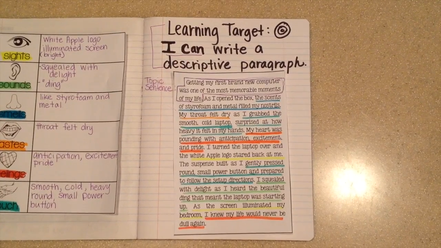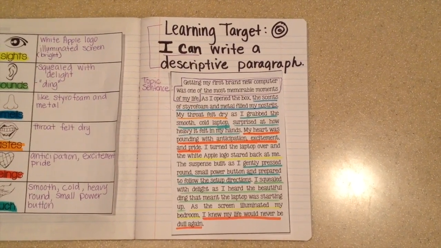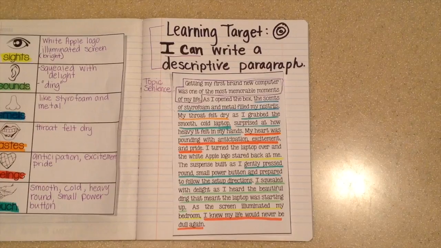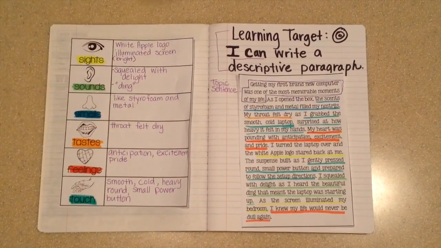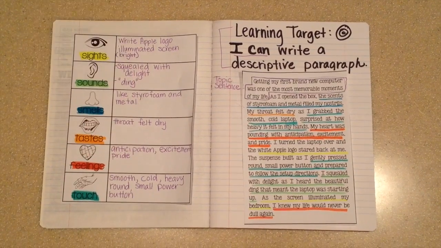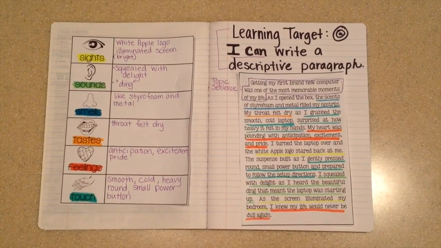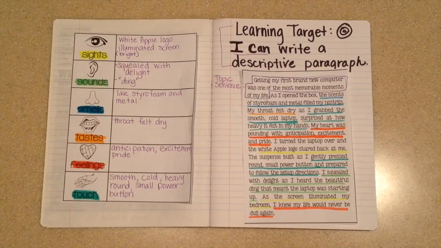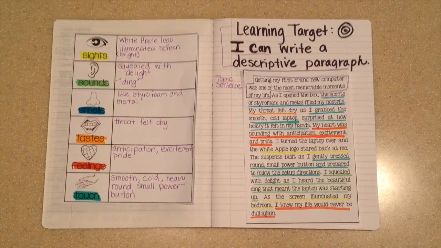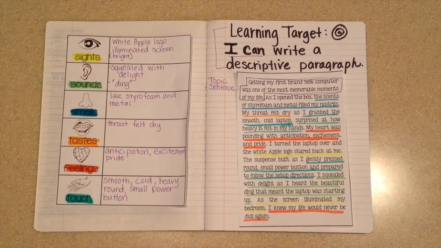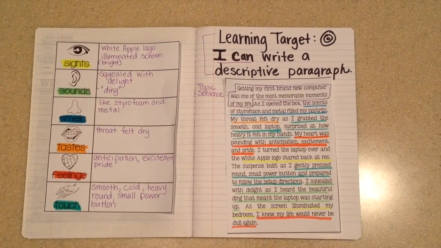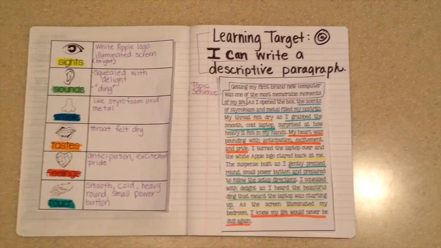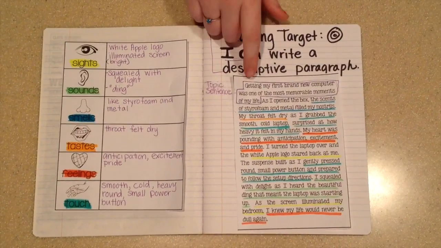Alright, a descriptive paragraph is a paragraph that uses most of your senses, your five senses, so sight, sound, smell, taste, and touch. It also will use some of your feelings, how you feel about that topic. We're going to read a story about a girl or boy, I'm not sure who, but they got their first Apple computer. Many of you might have felt this way when you got your computer at the high school, so we'll see if you can kind of relate to this story.